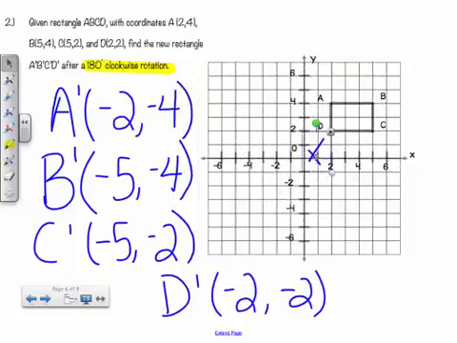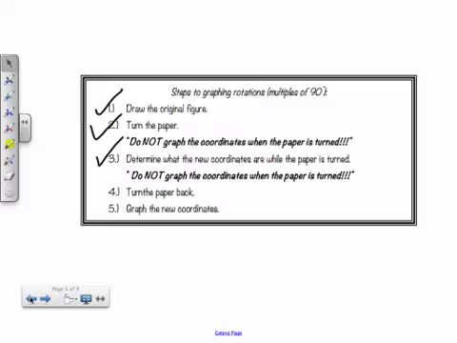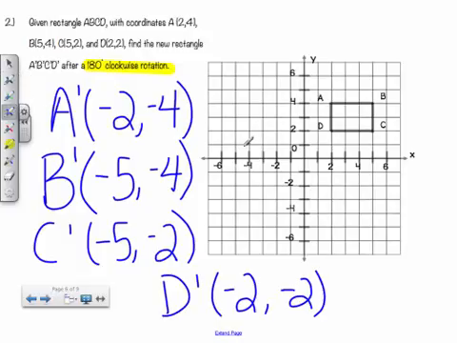And then step number 5 asks you to graph out the new coordinates. So I'm going to go ahead and graph out what my new coordinates are right here. So A prime was -2, -4, so this is where my new coordinate is going to be for A prime. B prime was -5, -4. C prime, you know what, I should label these first. So this right here is A prime, and this right here is B prime.